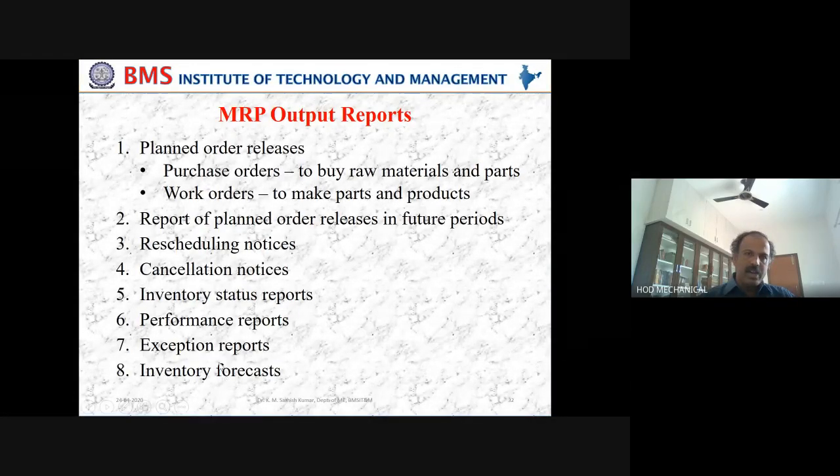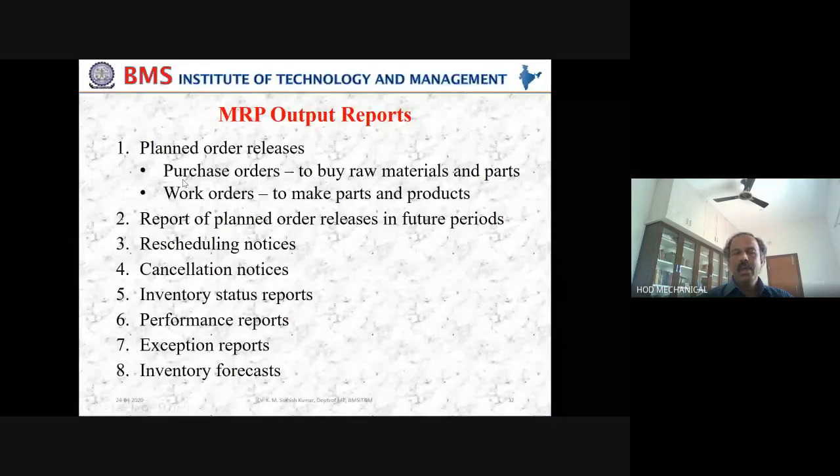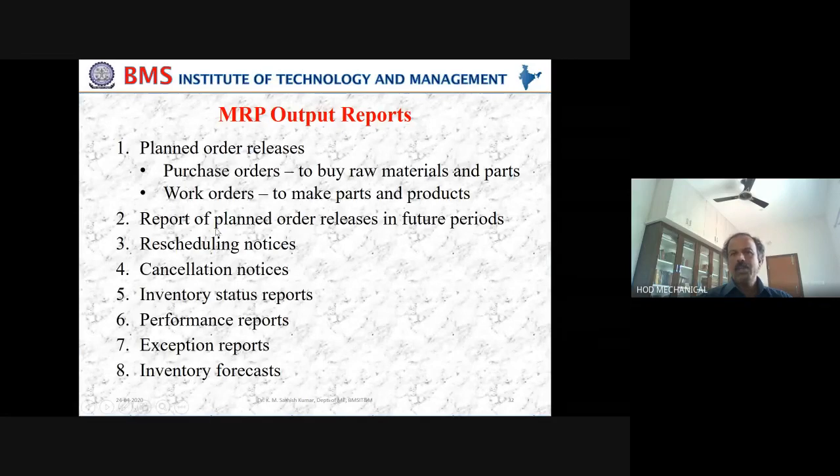Okay, then next is performance reports. Performance reports is about how things are going on: whatever purchase orders you have issued, whatever work orders you have issued, you check whether they are all intact. This means that you have given a purchase order for 1 week time. Have you got it by 1 week only? If you have not got it by 1 week, what was the delay? What is the reason? All that is going to be present in the performance reports.